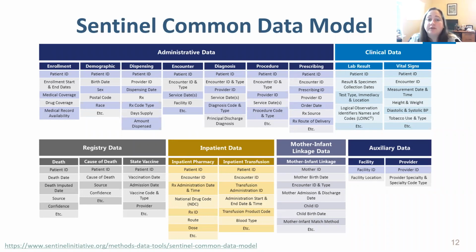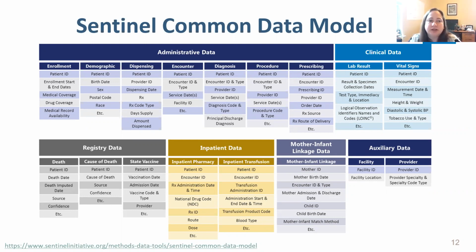I know there are a number of other common data models, and the FDA also has done projects to sort of map the different common data models. Each has their own strengths and weaknesses. So within Sentinel, I would say a large majority of our studies use the top row. Administrative data is typically what you would see in claims data.